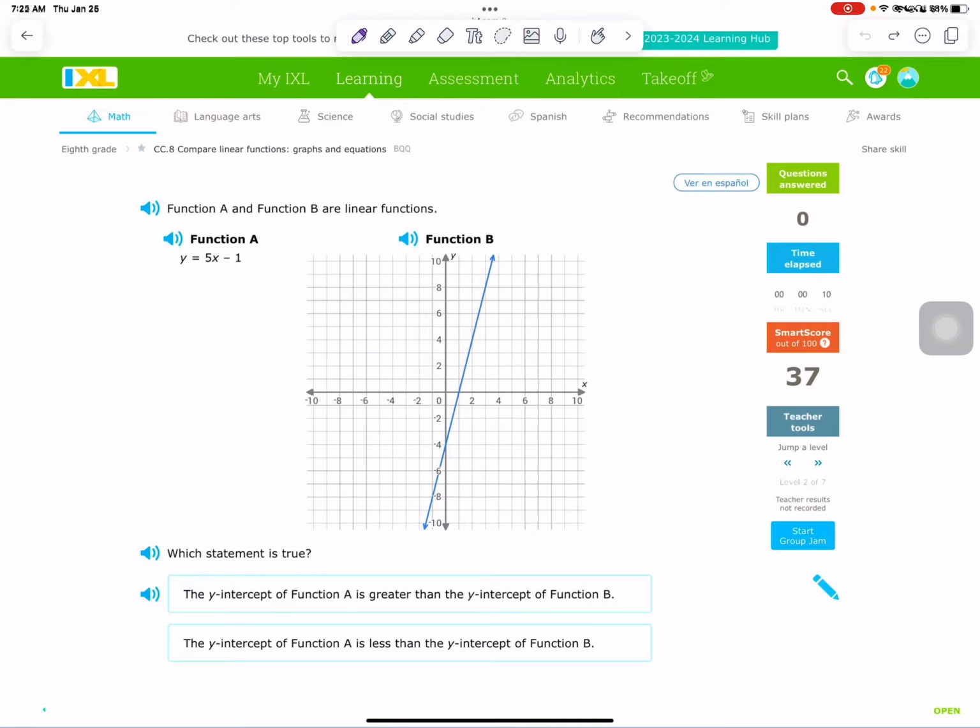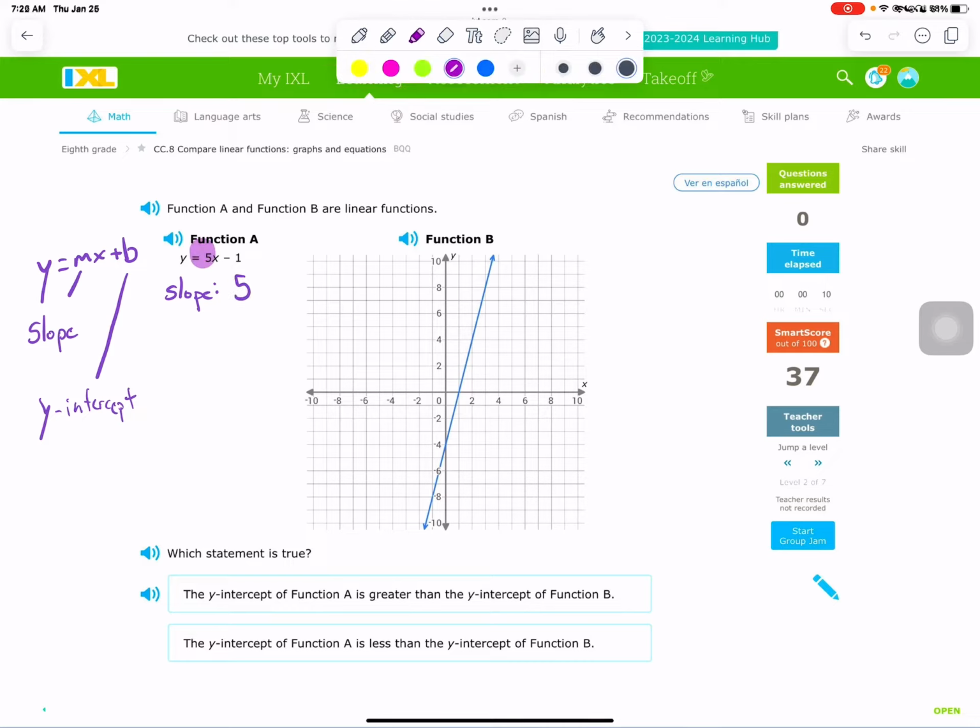Okay, so with an equation, it's really easy because this equation is written in y equals mx plus b form, where m, the coefficient of x, is the slope, and b is your y-intercept. So for function A, my slope is 5, right? 5 right there. And my y-intercept is -1, okay?